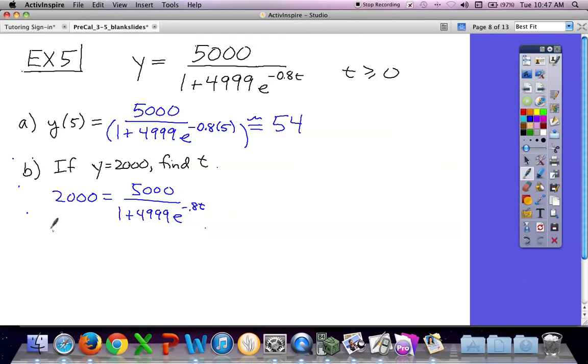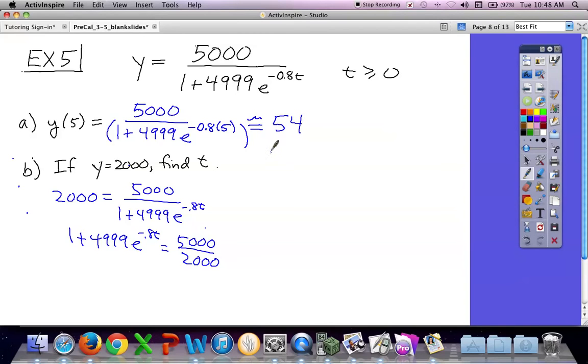You'll have 1 plus 4,999 e to the negative 0.8 t equals 5,000 over 2,000, which is 2.5.